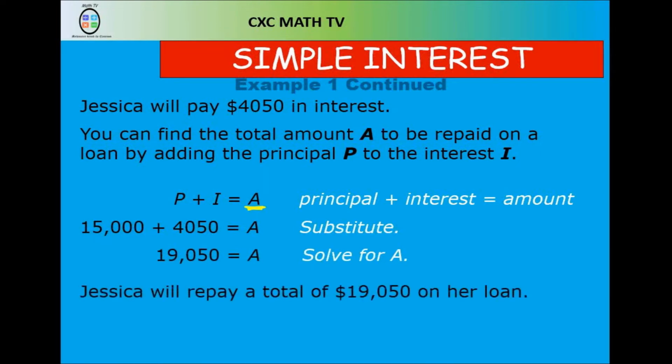$19,050. So Jessica will repay a total of $19,050 on her loan. Imagine, she borrowed $15,000 and she has to end up paying $19,000. That's crazy. But that is just how loan payment is, alright?